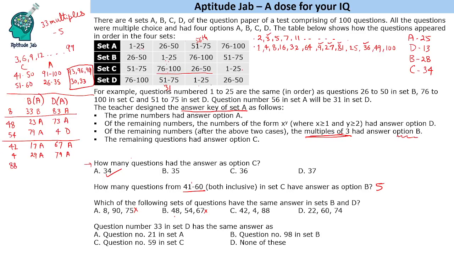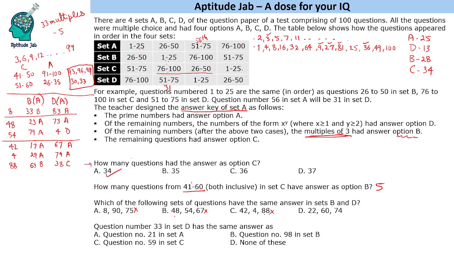Right, 88. Let's see if that matches. 88, subtract 12 from here, that is 63 in A. 63 is a multiple of 3, so it has answer option B. And this is 88. If we subtract, that is 38. Right, 38 is not a prime number. 38 is not among these square numbers. 38 is also not a multiple of 3, so this answer is option C. Again, this does not match.